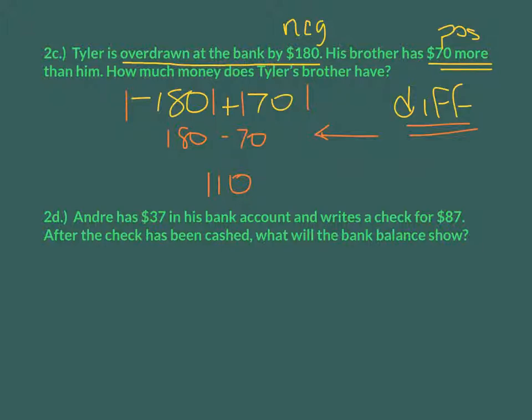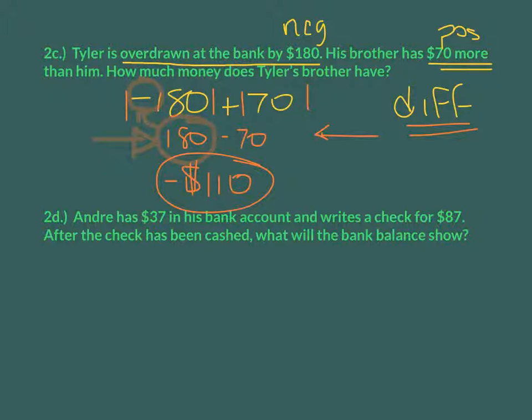Now I need to look at the sign of the larger absolute value. That's this line right here. 180 is larger than 70, so therefore the sign that I'm using is negative. So my final answer is negative $110.